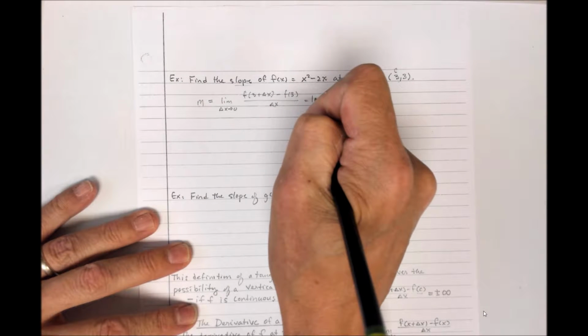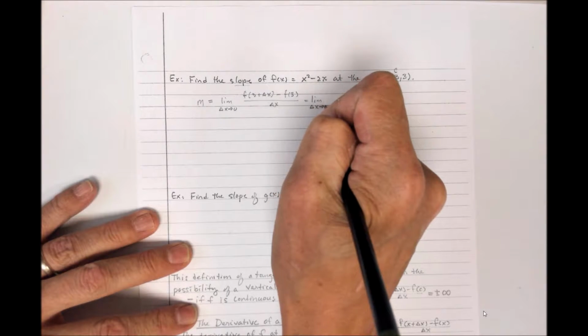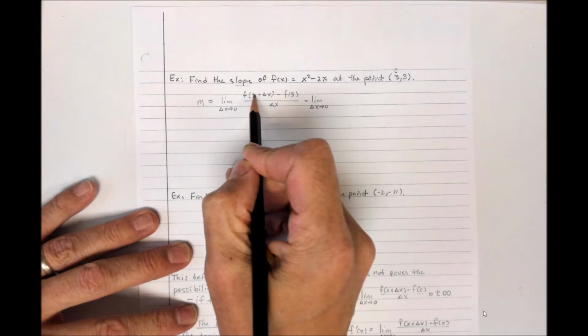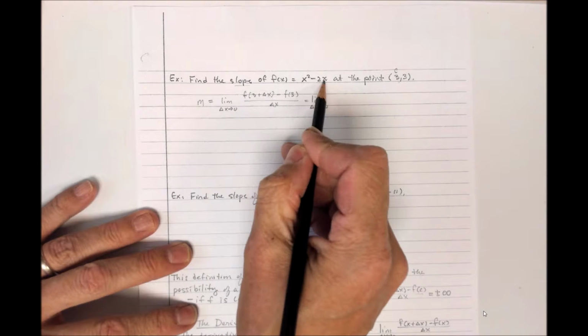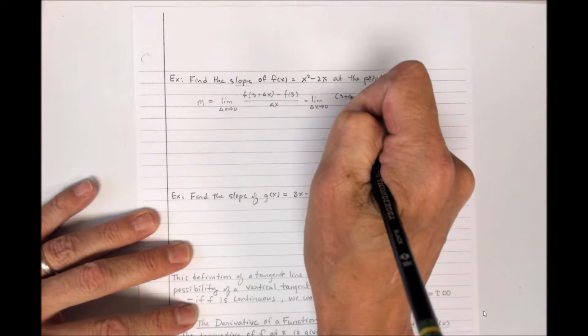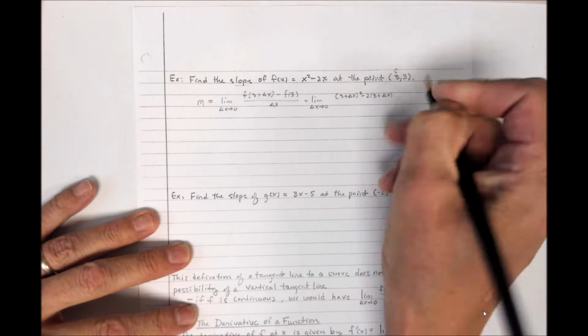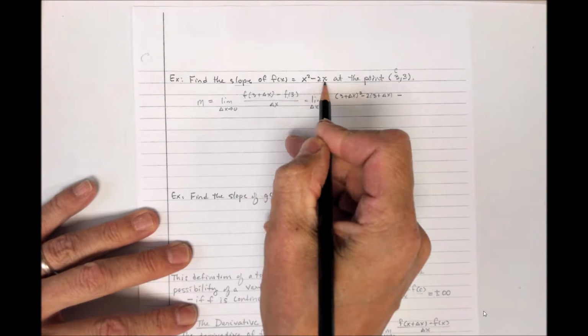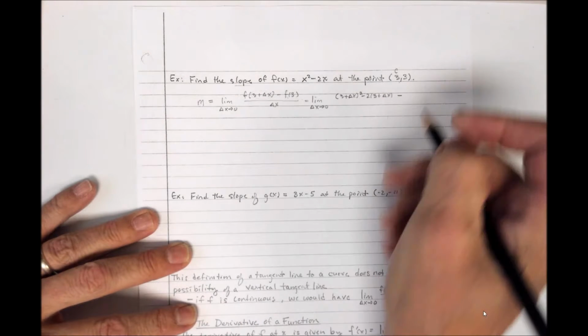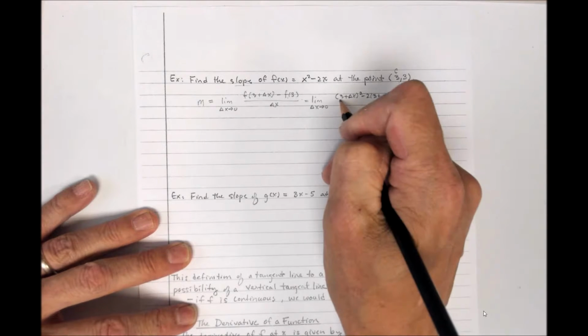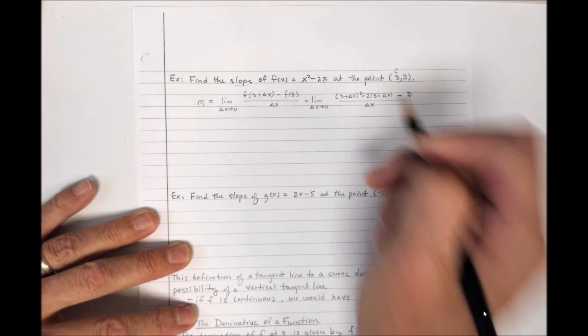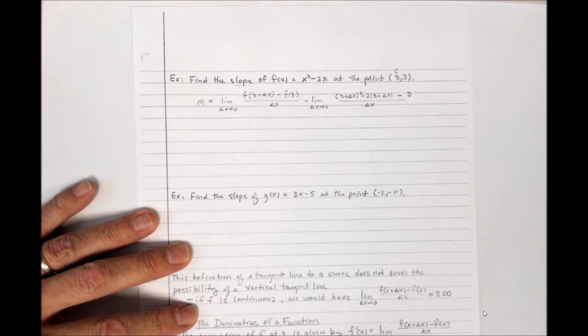So this is the limit. Got a little algebra to do here. As delta x goes to 0 of, now I'm going to substitute all this in for x up here. So I have 3 plus delta x squared minus 2 times the quantity 3 plus delta x, minus f of 3. F of 3 is what I get when I plug 3 in, which looks like 9 minus 6, which is 3, all over delta x. Now, if you start looking at this as a limit and you're trying to evaluate this with direct substitution, you're going to get 0 over 0. So that's not going to help you. You're going to have to do a little bit of algebra and see if we can figure this out analytically.